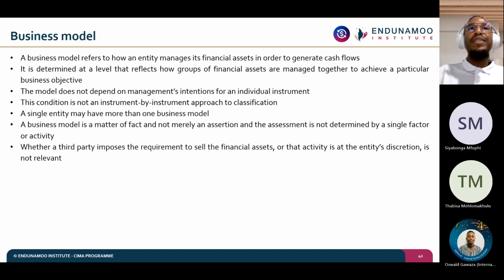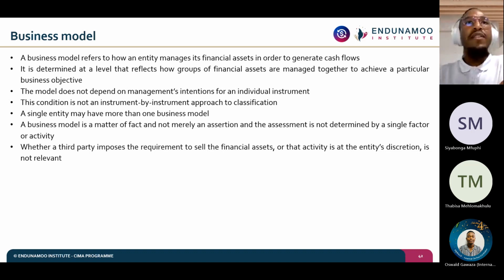And this business model will be determined at a level that reflects how groups of financial assets are managed. And a group of financial assets here for our purposes would be all of the vehicle finance loans that are taken out. So the business model will be determined at a level that reflects how this group of financial assets is managed together to achieve a particular business objective, be it to collect the contractual cash flows over the finance period, or to collect the contractual cash flows and perhaps sell, or purely to enter into the agreements and then sell them off to a debt collection agency.